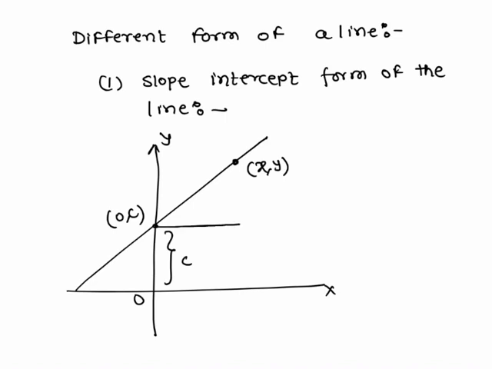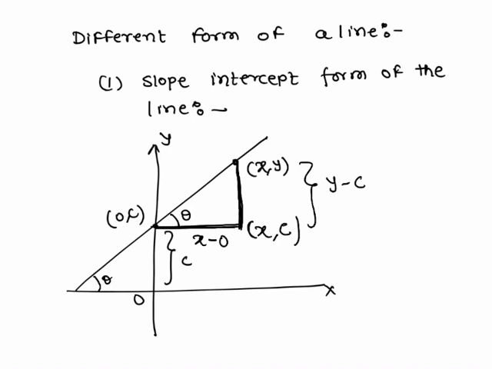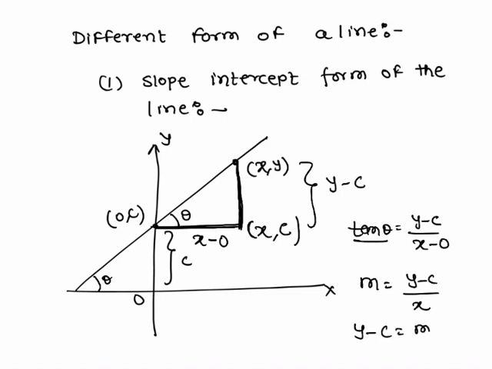Now we can join these 2 points. We can draw a line parallel to x-axis and from here parallel to y-axis. This is parallel to x-axis, so y coordinate will remain same. Similarly, this is parallel to y-axis, so x coordinate will remain same. So this is x comma c. This difference is y minus c, and this difference is x minus 0. This angle is theta and this angle should be theta only, corresponding angle. So tan theta equals y minus c divided by x minus 0, because tan theta is nothing but slope. So m equals y minus c upon x. So y minus c equals mx. If I rearrange, y equals mx plus c is called the line equation if intercept and slope is given.